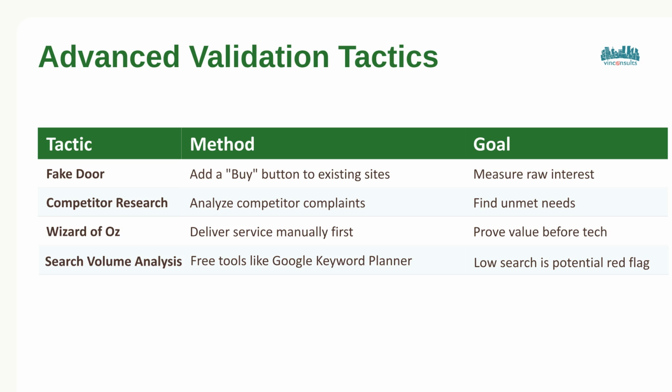Tactic 4. Search volume analysis. Use free tools like Google Keyword Planner. Check if people are searching for solutions to your problem. Low search volume equals potential red flag.